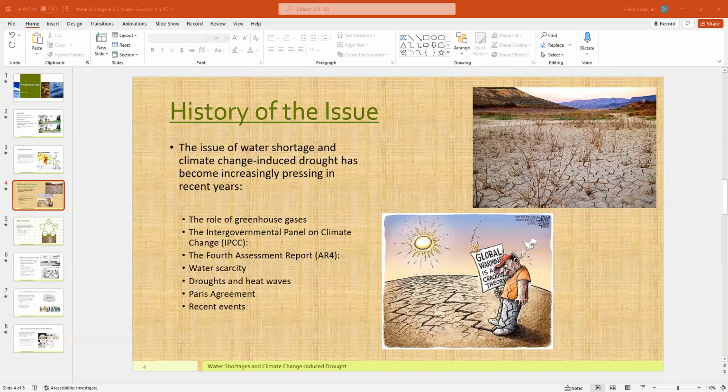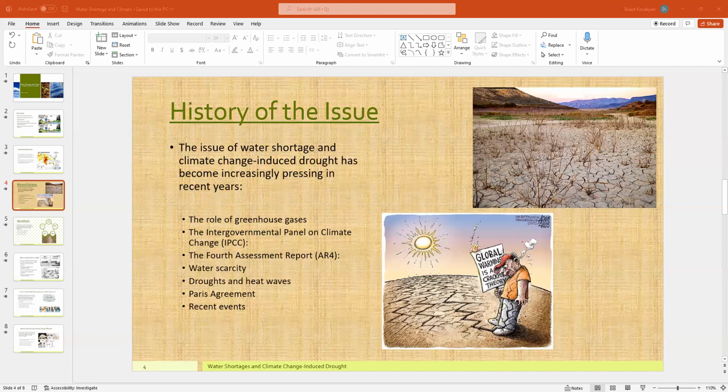Then we go to water scarcity, in the early 2000s. Many parts of the world were already experiencing water scarcity, with an estimated 1.2 billion people lacking access to safe drinking water. Then we go on to the droughts and heat waves in the mid-2010s. Several major droughts and heat waves occurred in different parts of the world, including California, Brazil, and India. Those events highlighted the impact of climate change on water availability and the need for action.